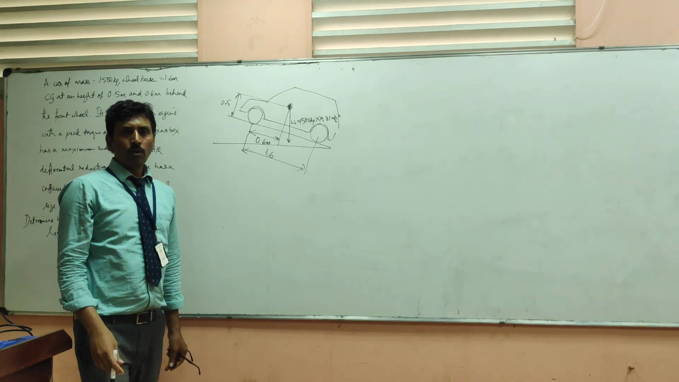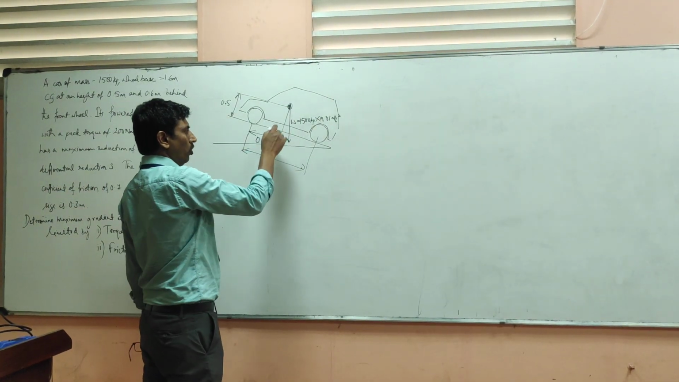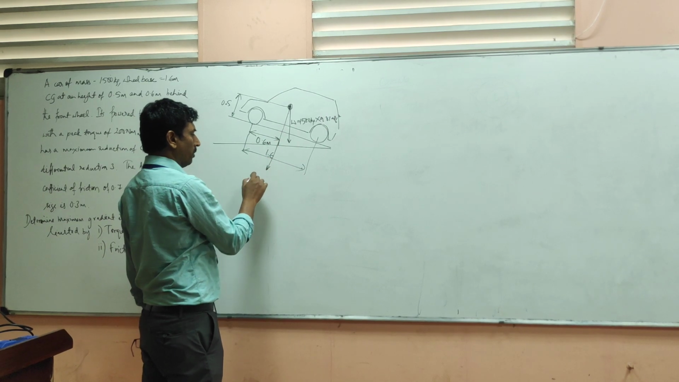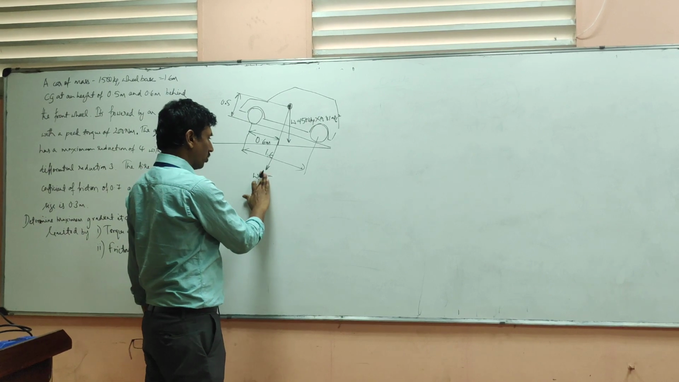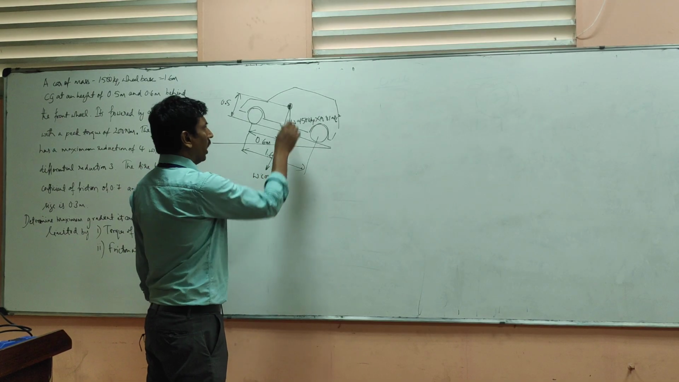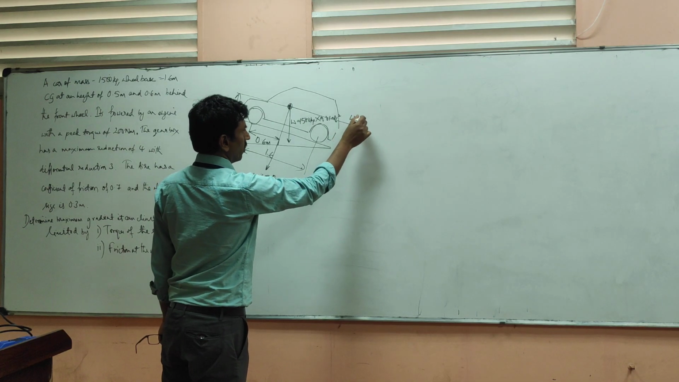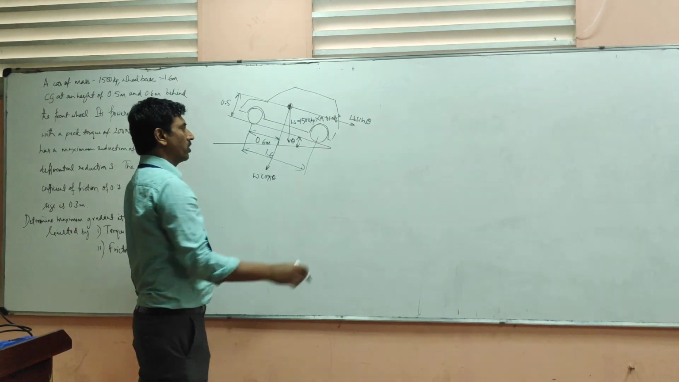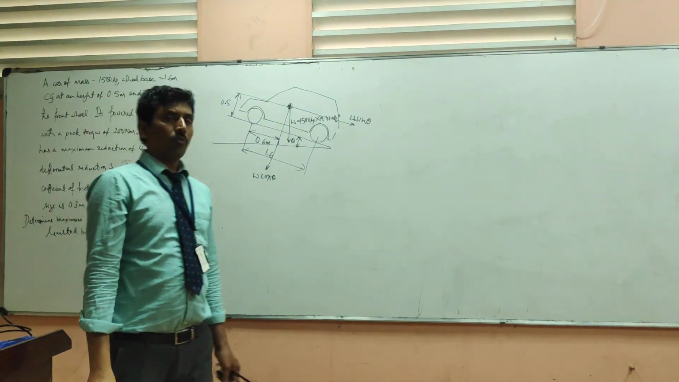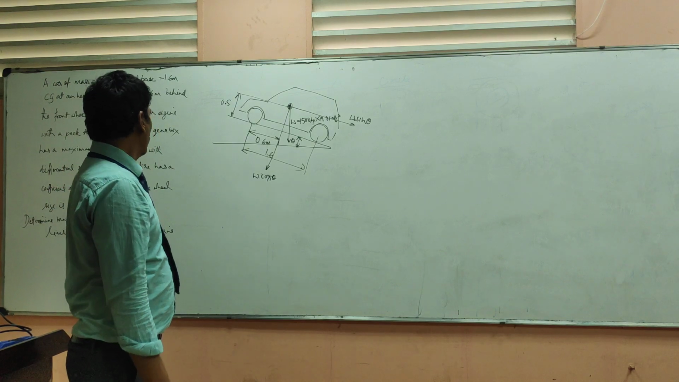So there will be two components here. One is acting perpendicular to the road, that is called W cos theta. And one which is acting parallel to the ground, that is W sin theta. You know that theta is this angle, that is the inclination of the gradient which the car is climbing. Now we will try to solve it.